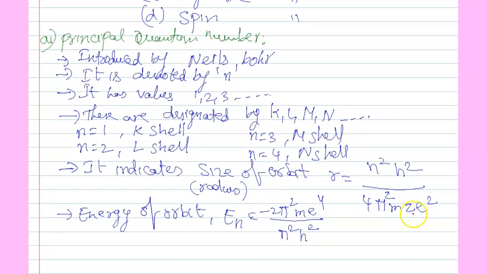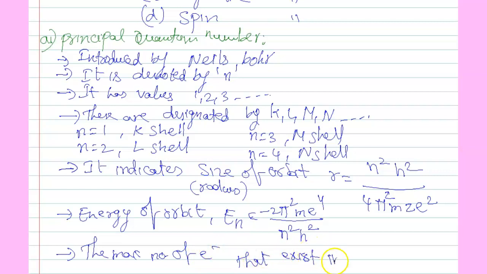So in each orbit, how many number of electrons are possible? Normally the maximum number of electrons that exist in an orbit is 2n square.